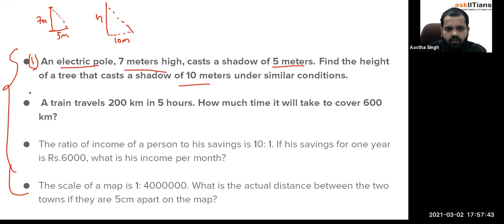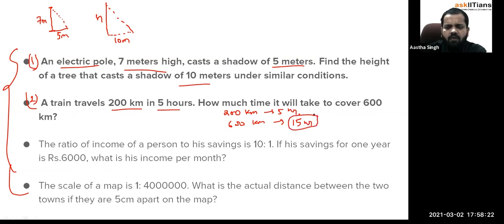Okay, so your next question. First, try yourself first. A train travels 200 kilometers in 5 hours. How much time will it take to cover 600 kilometers? Very easy. So 200 kilometers in 5 hours. So 600 kilometers will be how much? 200 will cut out, 15 hours.